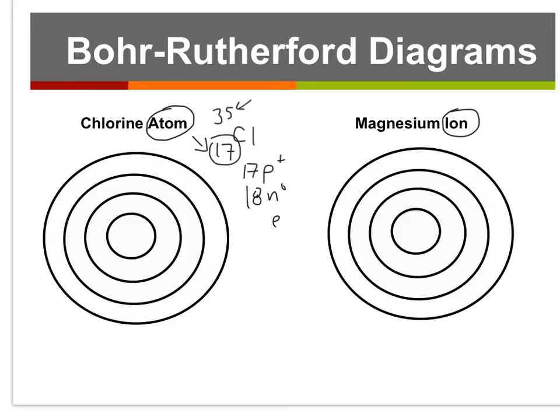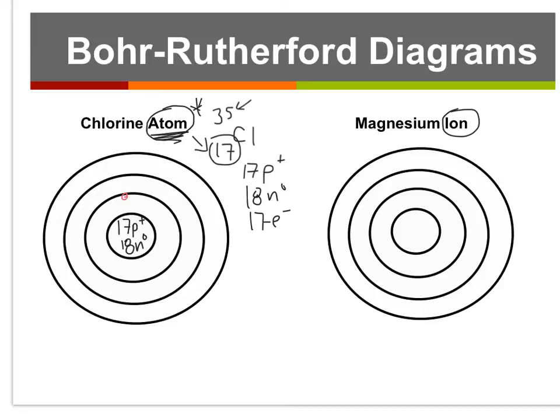To find the number of electrons, because it is a neutral atom, it says atom, it doesn't say ion, it means that the number of protons is equal to the number of electrons. That means that we've got 17 electrons in our chlorine atom. What we're going to do then to draw our Bohr-Rutherford diagram is put our protons and our neutrons in our nucleus, because that is where they're found. And then we're going to put our electrons in the orbits.